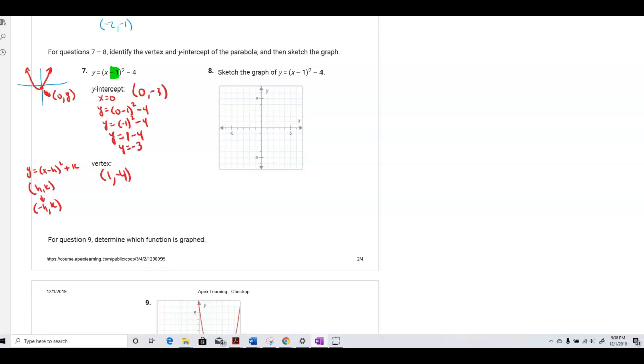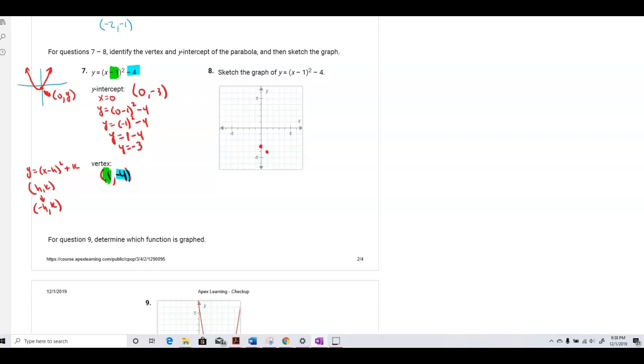So this is my x-coordinate. And if I switch it up, this is my y-coordinate. So now that I know the vertex, I'm going to plot (1, -4). Then right away, if I wanted to sketch this, my y-intercept is (0, -3).